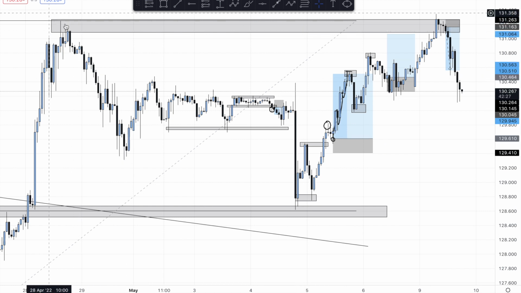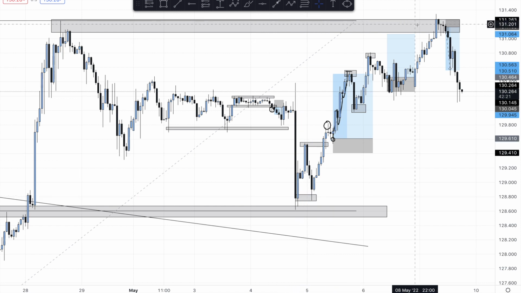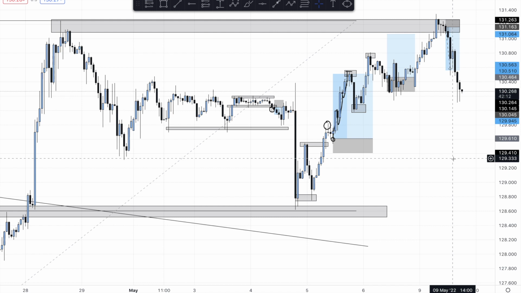Obviously the analysis previously was we're expecting a pullback into this level. This level was then hit, and then we expected price to reach this resistance level. But what is actually happening at this resistance level? What has happened once we reach it? There are going to be a lot of buyers in the market exiting their positions. So there's going to be some kind of sell-off. There's going to be a moment in the market where there are more sellers than buyers, and we're going to see some kind of sell-off from this level.